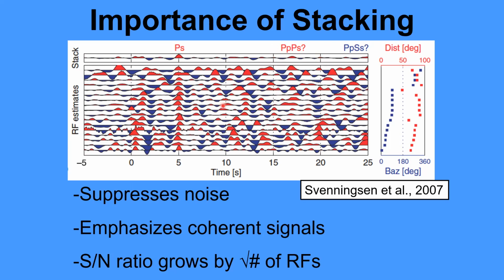So basically, the stacking is performed to suppress noise and also to emphasize the coherent signal. If you perform the stacking, the signal to noise ratio grows by the square root of the number of receiver functions involved in the stacking. So if you are stacking maybe 40 receiver functions, then the signal to noise ratio will be increased by a factor of the square root of 40.